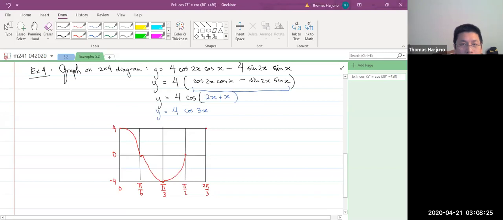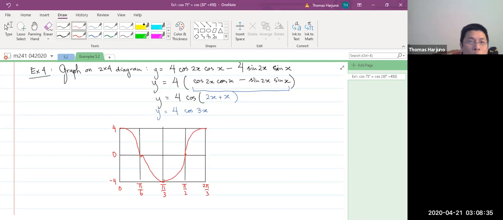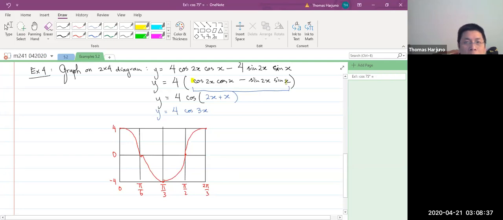So approximately, that's the graph we want. But notice that we won't be able to graph this if we don't know how to combine this guy here, becomes this. You see, it's impossible to do. Okay, that's why you have to memorize that formula.